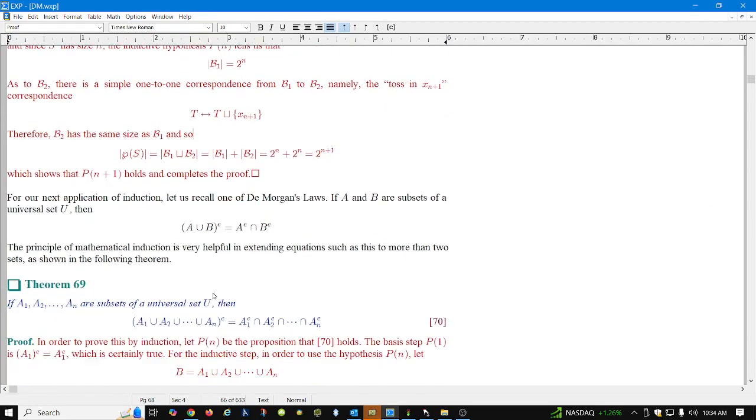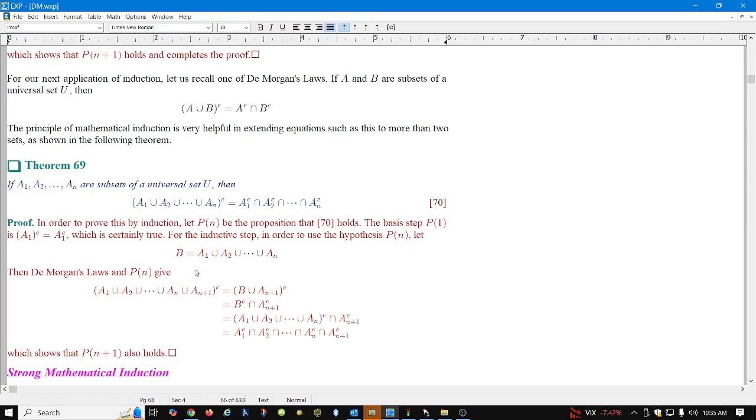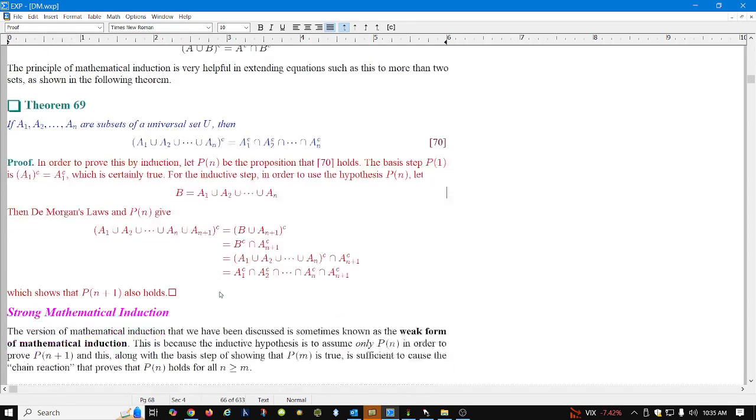Here is one more example of the use of induction, in this case as it relates to De Morgan's laws. This is one of De Morgan's laws. If A and B are subsets of a universal set, the complement of their union is the intersection of their complements. That can be extended to any finite number of subsets of the universal set, and it has the same form. The inductive proof is quite short, and I'm going to skip over it. I suggest you try to do it yourself before you read my proof. It'll be good practice.